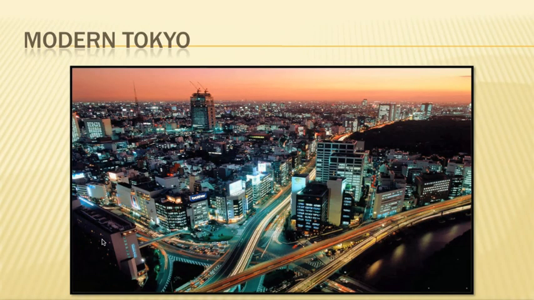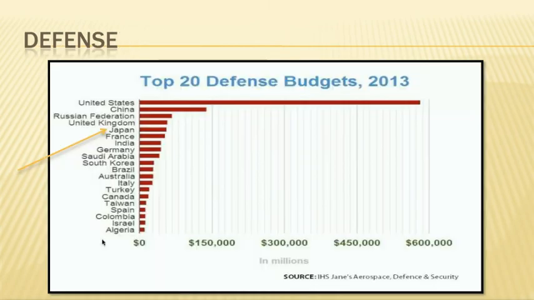You can see modern Tokyo, very, very modern city. I've been told it's a very, very safe city. You can walk down just about any alley at any time of the night and feel safe. Pretty remarkable given where they were less than 100 years ago.